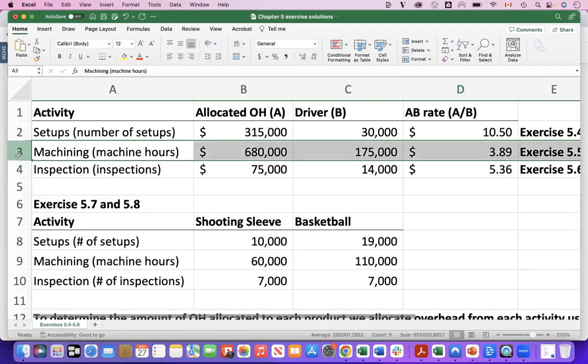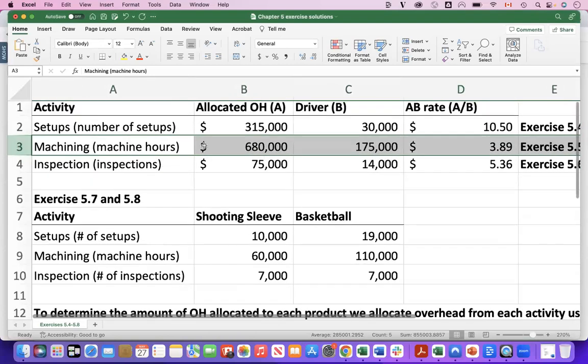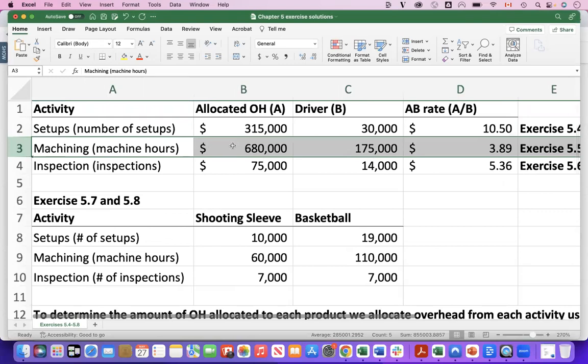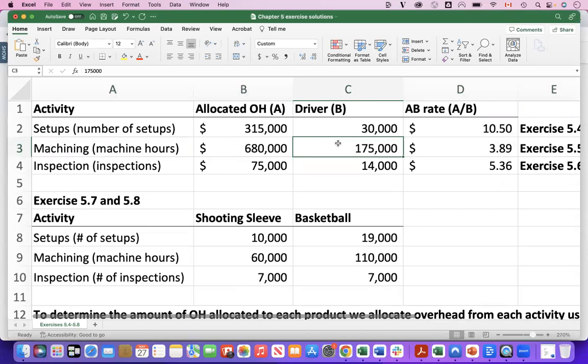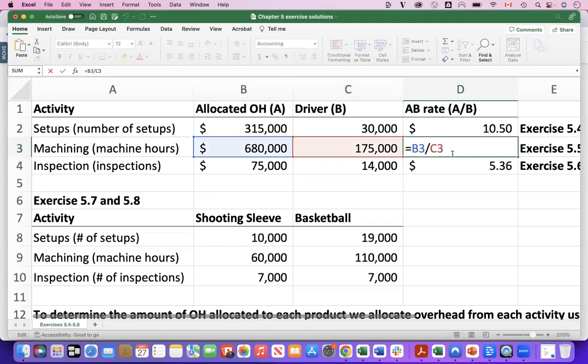Machining, we're going to allocate for exercise 5.5 in the same manner. It was allocated 680,000 in overhead. The driver was machine hours, and the estimate was 175,000 machine hours. That means we're going to get an activity-based rate by dividing the two. We're going to get an activity-based rate of $3.89 per machine hour. And similar logic to our setups activity-based rate. For every machine hour incurred in the production of any product, we will allocate to it $3.89 in machining overhead.